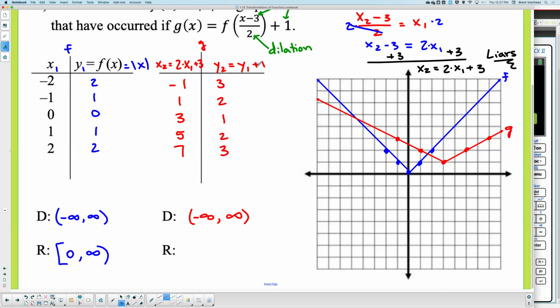All right, let's go to the range. This says to add 1. So what is 0 plus 1? 1. What's infinity add 1? Infinity. This will be a positive infinity.